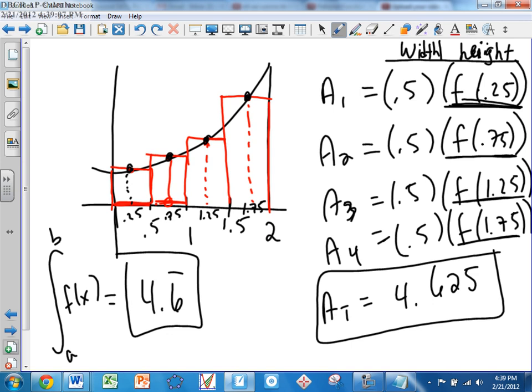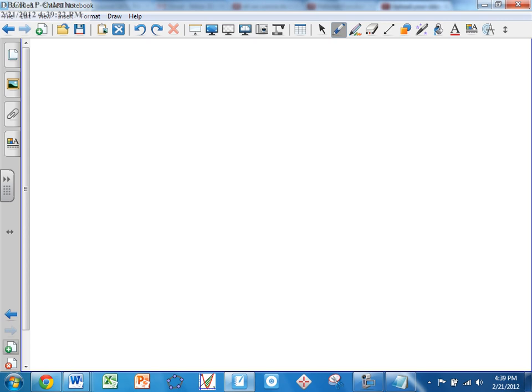This is our approximation using MRAM, midpoint rectangular approximation method. This is the exact answer. I'm trying to show you that our midpoint was the closest out of all three. Okay, to summarize, let me summarize for you.